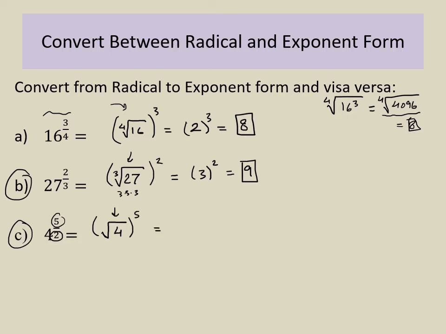Let's start inside. What is the square root of 4? That's 2. So now it becomes 2 to the power of 5. What's 2 times itself 5 times, guys? 2 times 2 is 4, times 2 is 8, times 2 is 16, times another 2 is 32. So the answer for that one is 32.